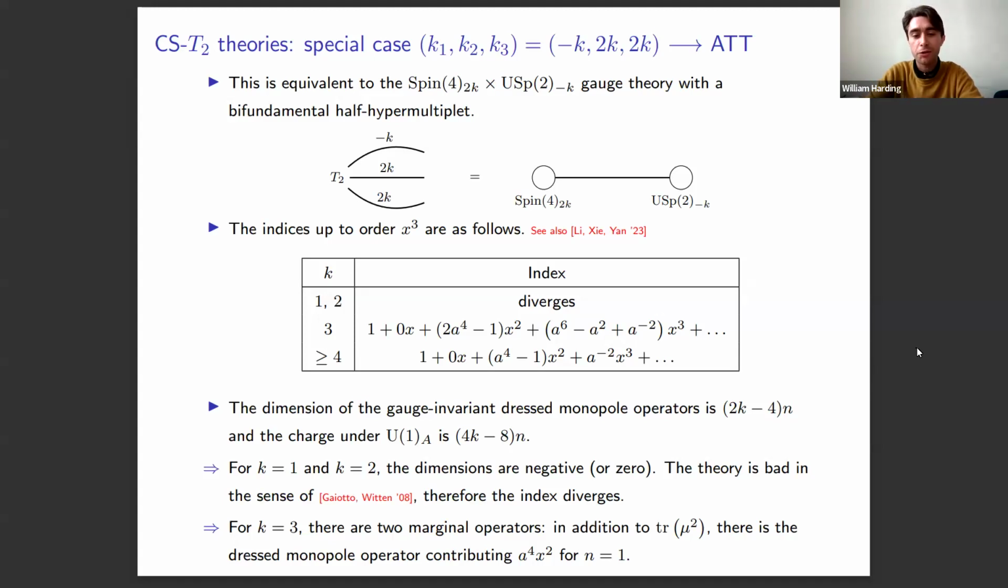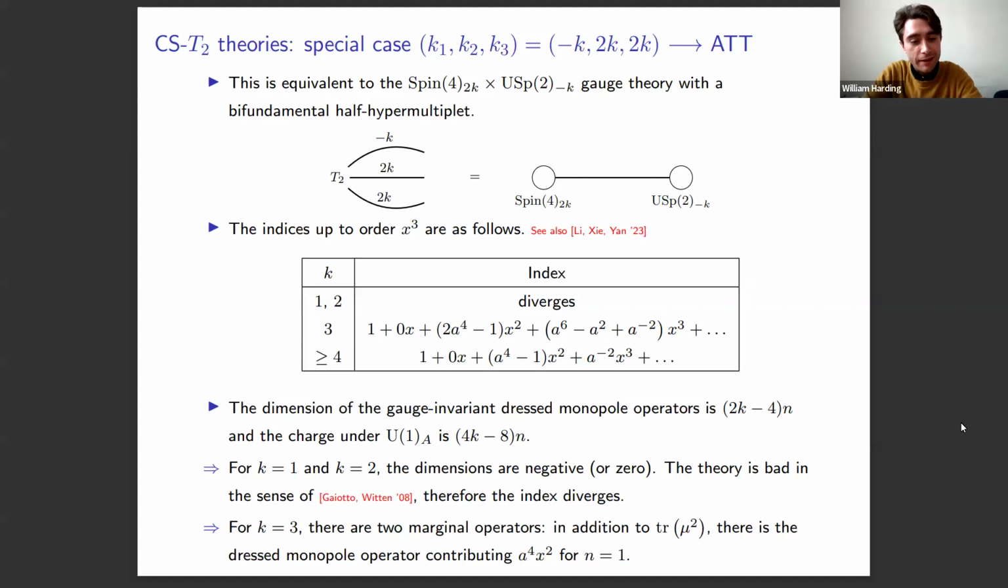Now, in this case, the dimension of the gauge invariant dressed monopole operators, which contribute to the index, is 2k minus 4n, where n is an integer, and the charge under U(1)_A is 4k minus 8n. Now, for k equal to 1 and k equal to 2, the dimensions are negative or 0. Hence, the theory is bad in the sense of Gaiotto-Witten, and the index diverges. So we can't actually do anything in this case, because the index is infinity.